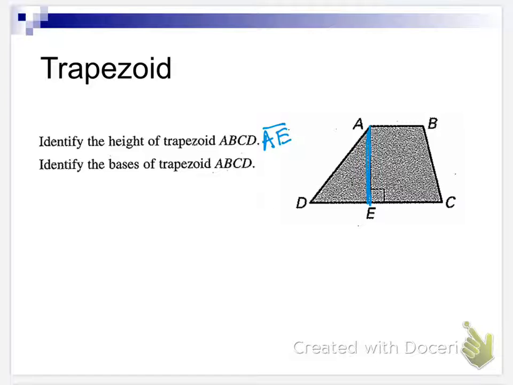And then it says identify the bases of the trapezoid. Well, the bases of this would be the two that are parallel to each other. That's AB here, and DC. Once again, bases are parallel to each other. The height is that shortest distance, the perpendicular line that connects those.